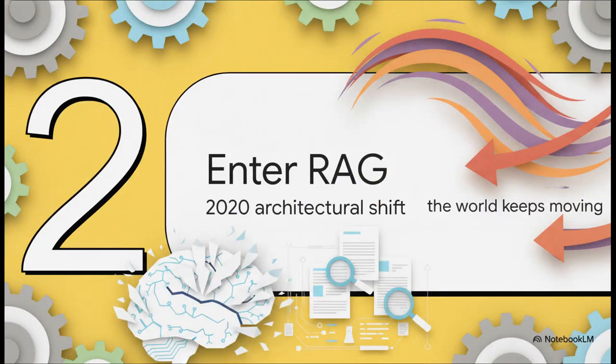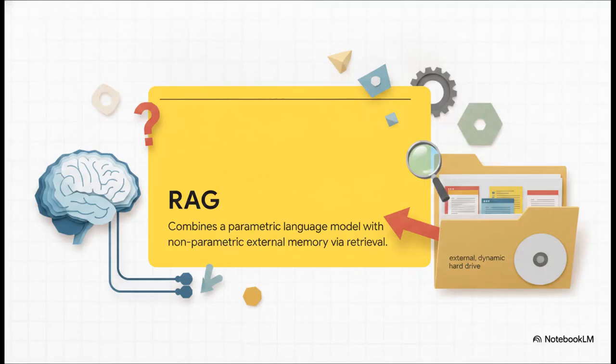Which brings us to Section 2, enter Retrieval-Augmented Generation. This was a massive 2020 architectural shift designed to solve a huge issue. The model's brain is frozen, but the world keeps moving. This is Retrieval-Augmented Generation, or RAG for short. It was first introduced in a seminal 2020 paper by Lewis, and Wikipedia defines it beautifully right here.